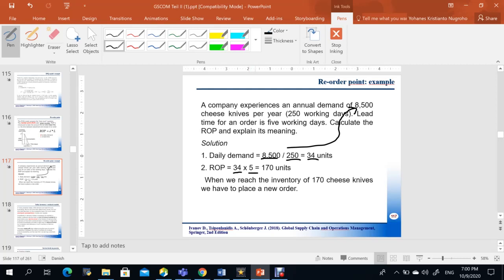Alright? And we have 170 units. When the inventory reaches 170 units, we have to place a new order, or otherwise we will have an opportunity of having a stock out.